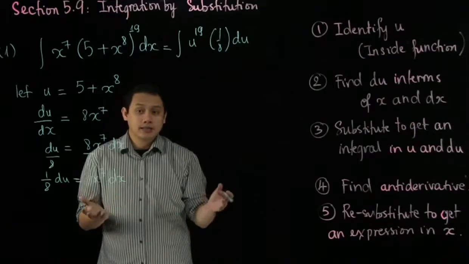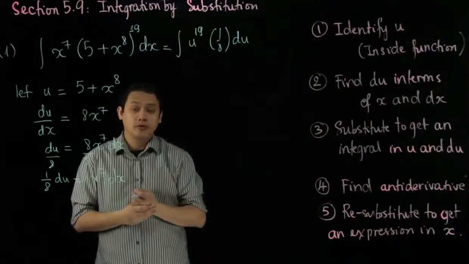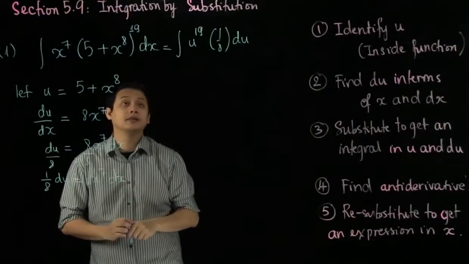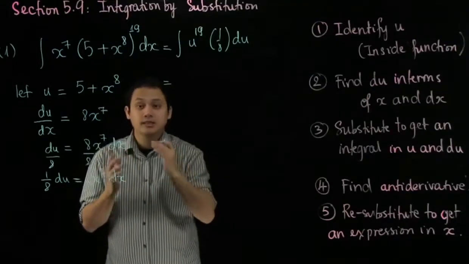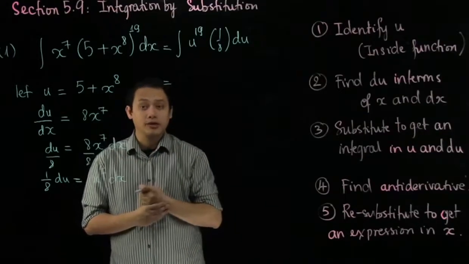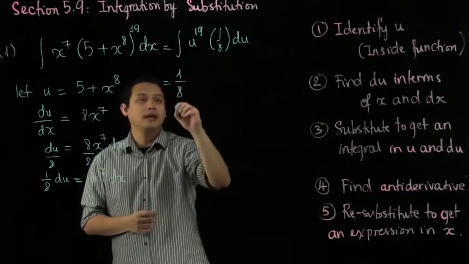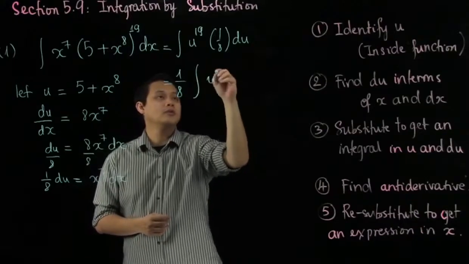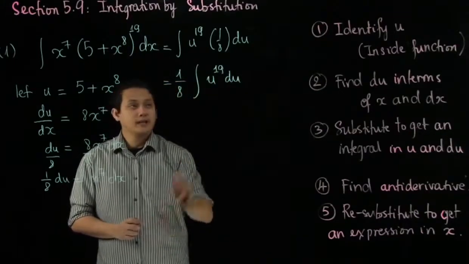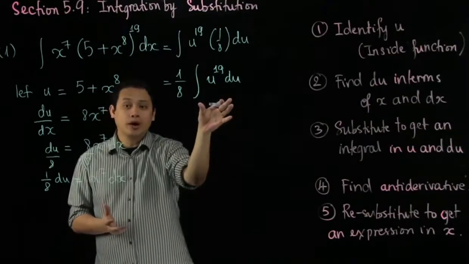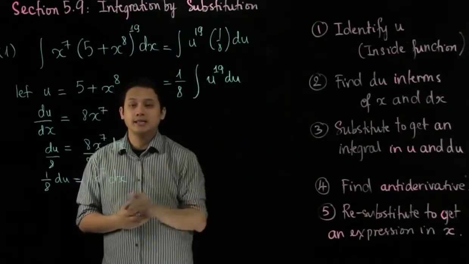And then from here it is a very typical integral where you can find the antiderivative. So 1/8 is the constant. You can bring the constant out of the integral. That is 1/8 times the integral of u to the 19 du. And at this point, you can apply the power rule to u to the 19.